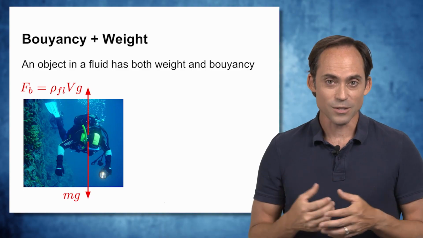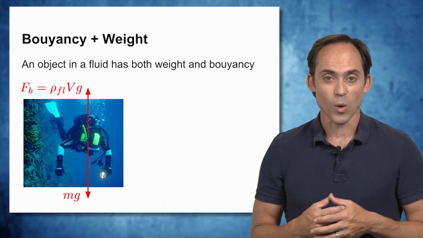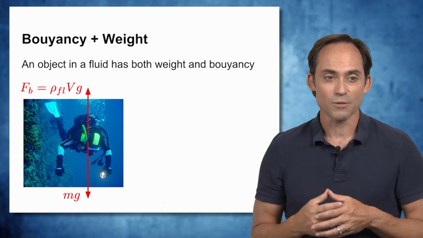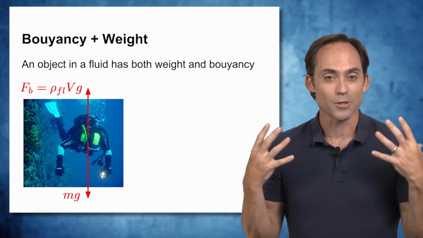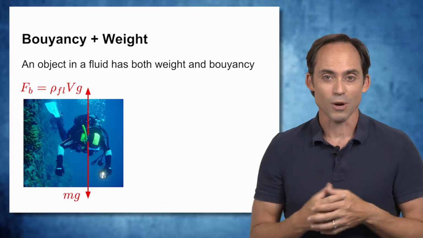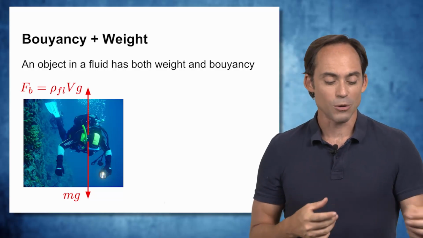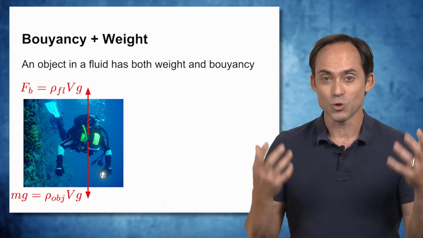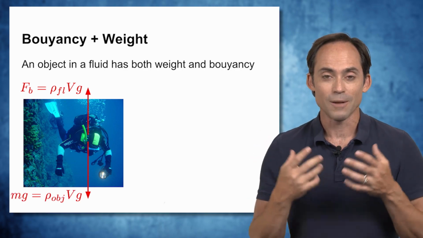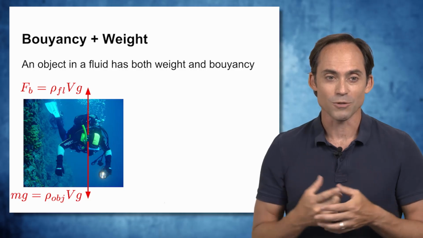So if we look at this scuba diver, the scuba diver has a weight of mg and has a buoyancy force that's equal to the displaced fluid, the density of the fluid, times that person's volume, times the surface gravity of the Earth. Now, we can rewrite our mass times g to be equal to the density of the scuba diver, the average density of the scuba diver, times his volume, times surface gravity.